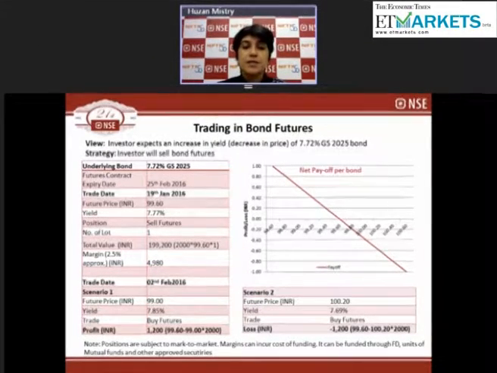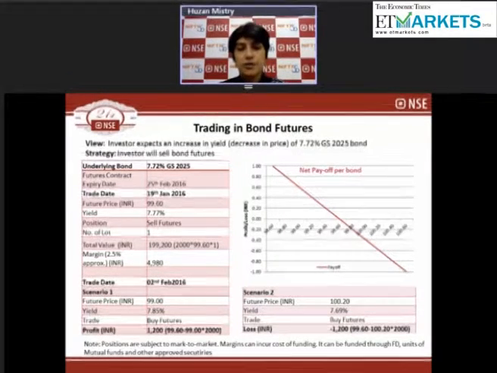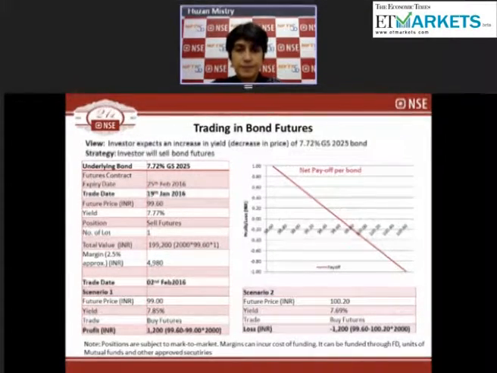On 2nd February, you decide to unwind the position. The price is 99, and your yield has gone higher to 7.85, which means you got your trade right. You buy back the future. Your profit on just the trade was 1,200. You'll obviously deduct your cost of funding that 4,980 margin. In the reverse scenario, if the price moved against you and yield actually fell, you would obviously lose money. The payoff is as indicated in the graph. It's a linear payoff, as is the case with all futures contracts.